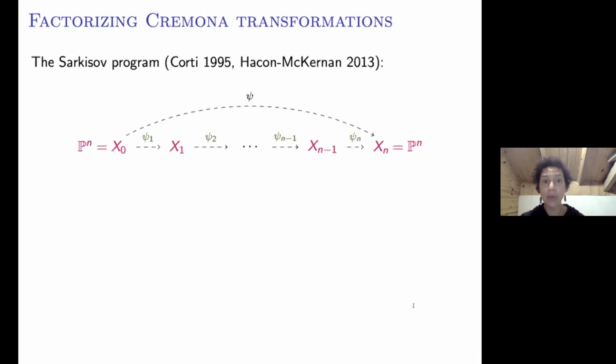And this is what we call the Sarkisov program. So the Sarkisov program was proved by Corti in 1995 for threefolds and generalized to arbitrary dimensions by Hacon-McKernan in 2013. And let me just explain very vaguely and philosophically what this means.